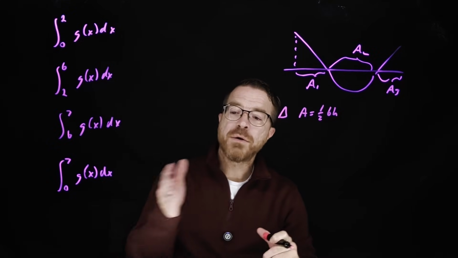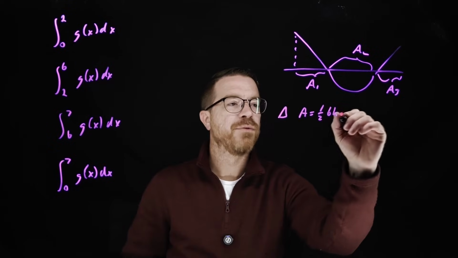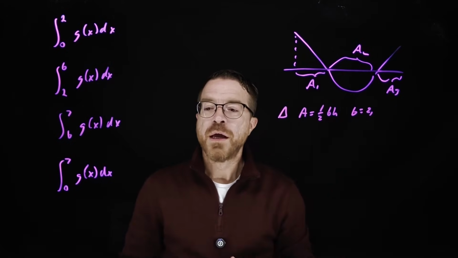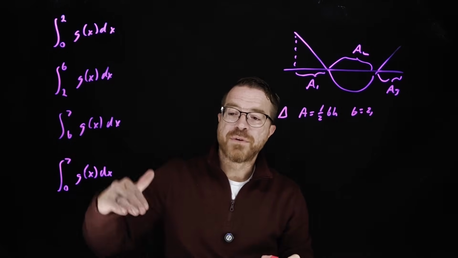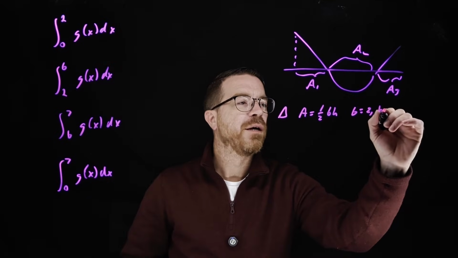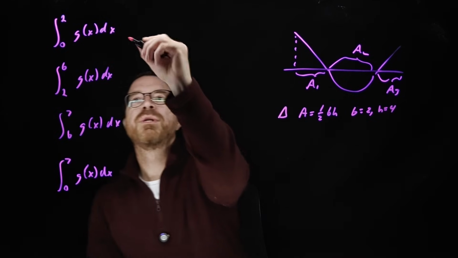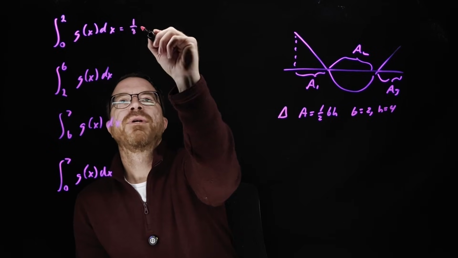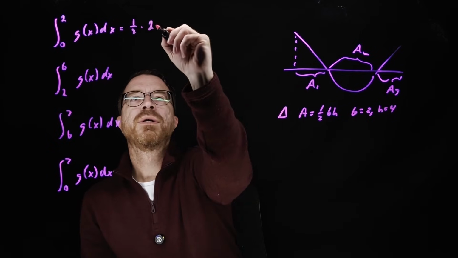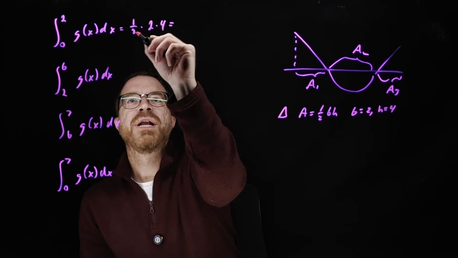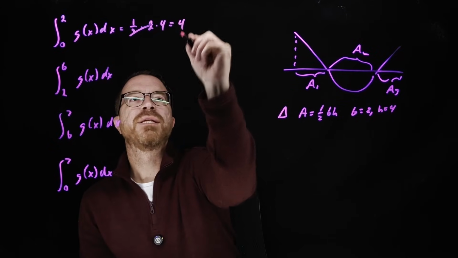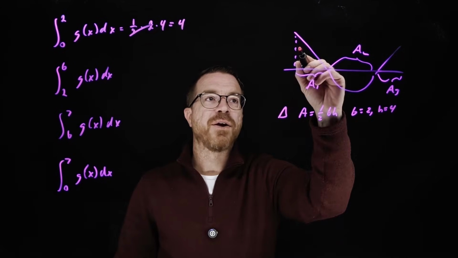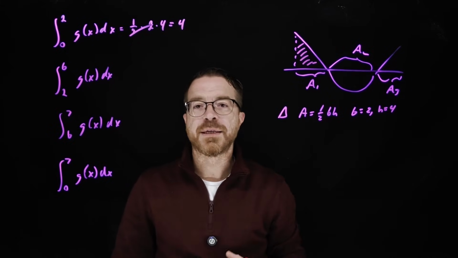So we're going from 0 to 2, so we have a base of 2. From the y-axis, we're going from 0 to 4, so we have a height of 4. So this is going to be 1/2 times 2 times 4. The 1/2 and the 2 will cancel. We'll just be left with an area of 4. So that would be the area of the triangle, kind of like this.